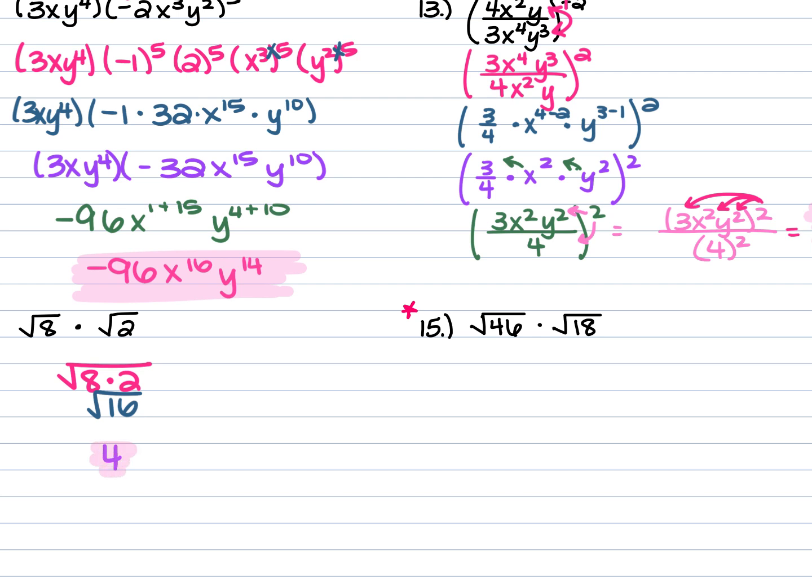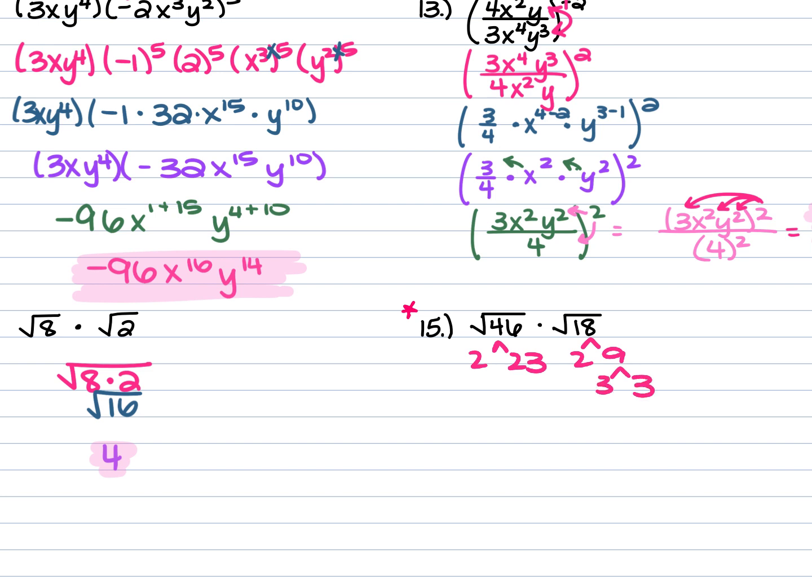For 15, however, you have the square root of 46 times the square root of 18. Do not do things the hard way. Find the factors of 46, find the factors of 18. 46 is 2 and 23. 18 is 2 and 9. 9 is 3 and 3.